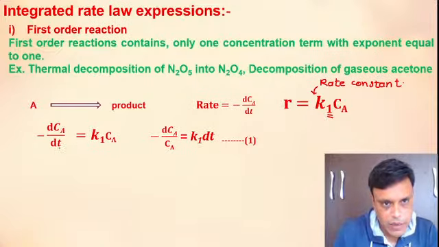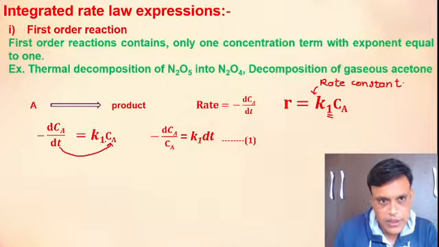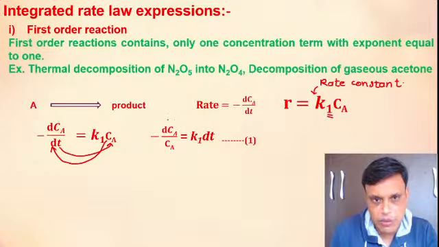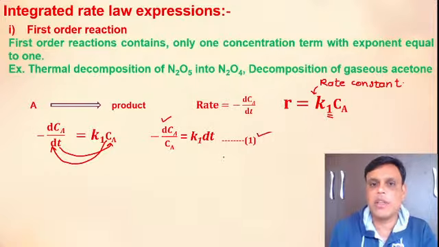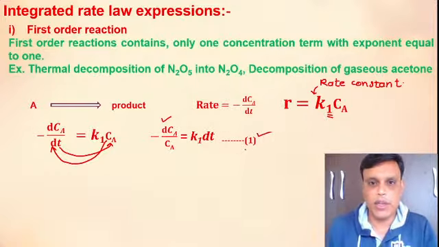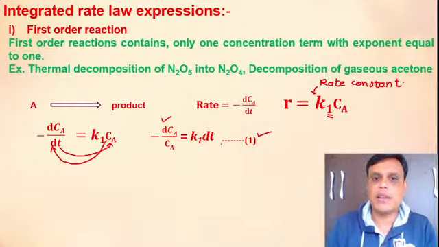Where did we take t? Over here. And this CA we brought here. So after rearranging, we get minus dCA by CA is equal to K1 dt. Call this equation number 1. So this is your equation number 1: minus dCA by CA is equal to K1 dt.